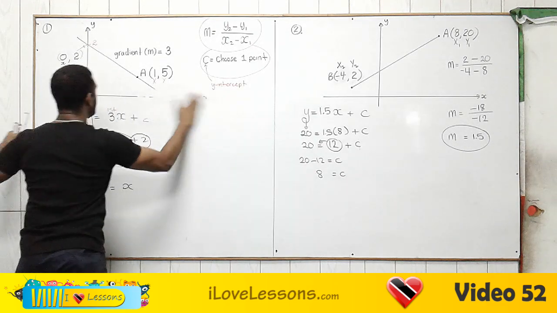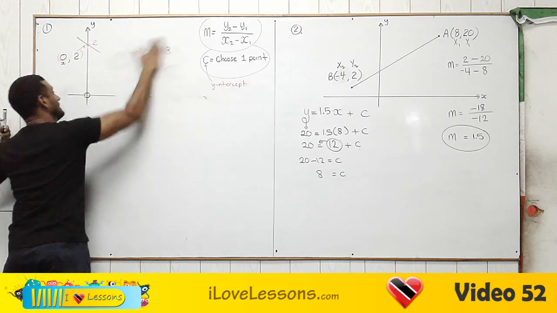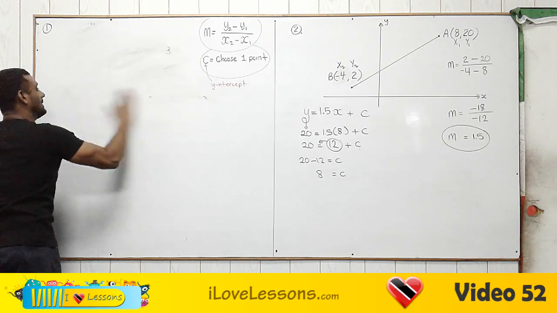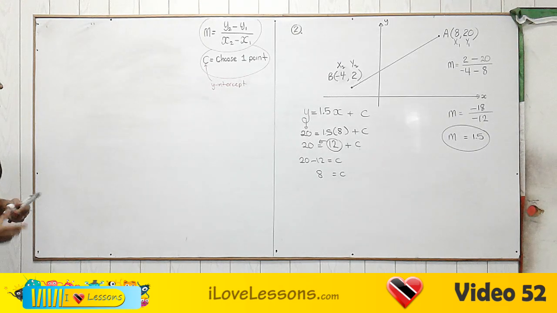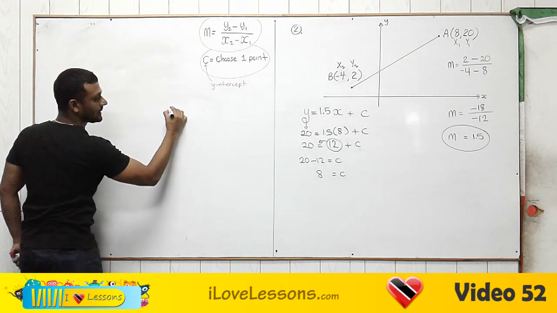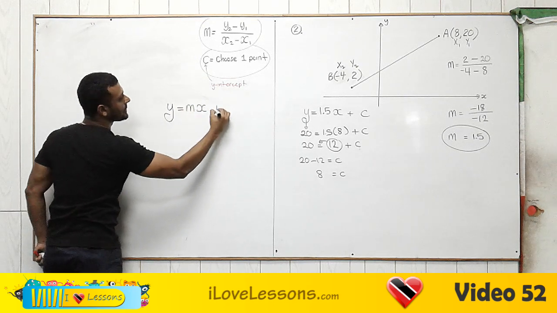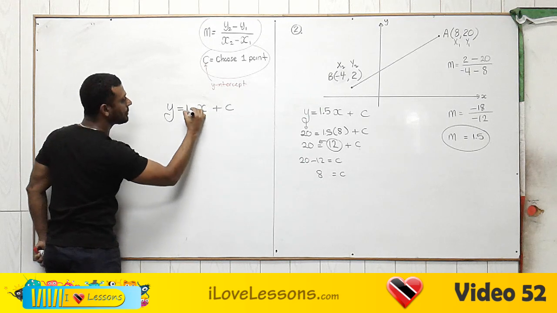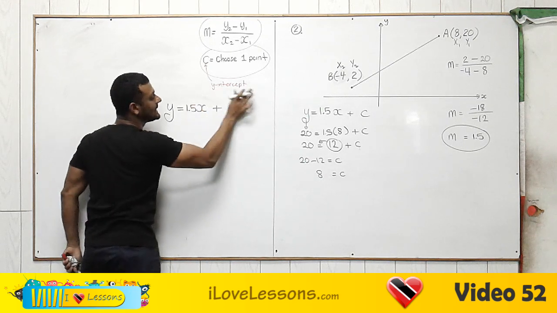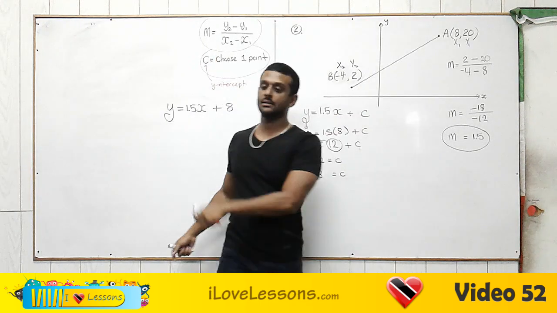Right? So I think I need space here now. Let's take everything off here. Right. So this is what we know so far. Y is equal to mx plus c. We know m is 1.5 and c is positive 8. So that's the equation of this line.